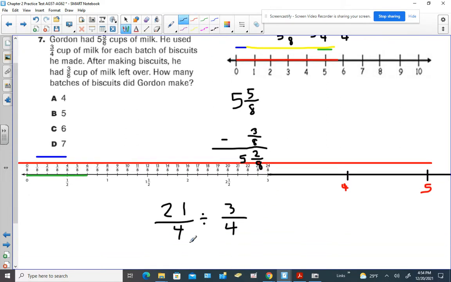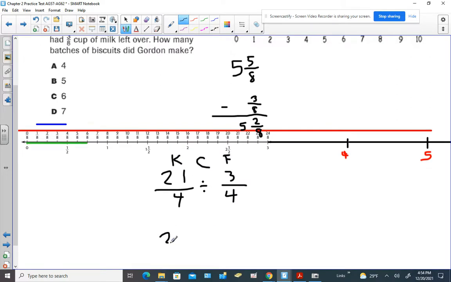When we're dividing, remember you think to yourself, keep, change, flip. Keep the 21/4, change this to multiplication, and flip this to its reciprocal, which would be 4 over 3. Take advantage of the fact that we have some nice reducing opportunities. 3 is a factor of both of these values. If we divide this by 3, we get 1. Divide this by 3, we get 7.